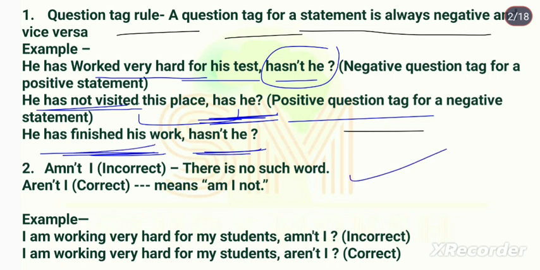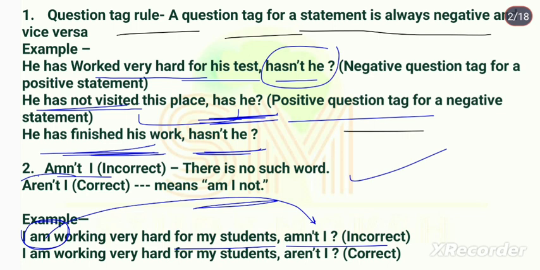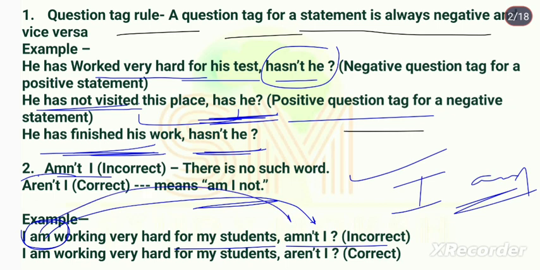Second rule, we can see this particular word amn't, it's incorrect because there is no such word. ऐसा कोई word होता ही नहीं है. So it will be replaced by aren't. It means am I not. Example: I am working very hard for my students, aren't I? So basically students make mistakes. They always go for the subject. Here the subject is I, so according to I they select amn't, because in every sentence I is followed by am. So here also they repeat the same thing, amn't, but it is wrong.